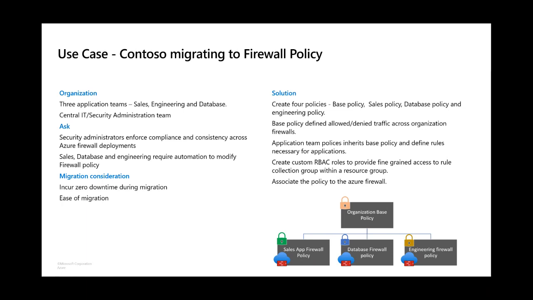Imagine that you have an organization-based policy right here, and then you have sales applications, database applications, or engineering applications. You can configure the organization-based policy, which can only be managed by your security administrators, and push it to all the firewalls. Then you can create an RBAC role for sales, database, and engineering, and let the sales team create firewall policies for their own instance of the firewall. This makes sure that all the firewalls have at least the base policy, and anything a specific team needs, they create their own policies for their firewall instance. The organization-based policy can only be managed by the security administrators, while the sales one can be managed only by that local team. So you can do that as well.